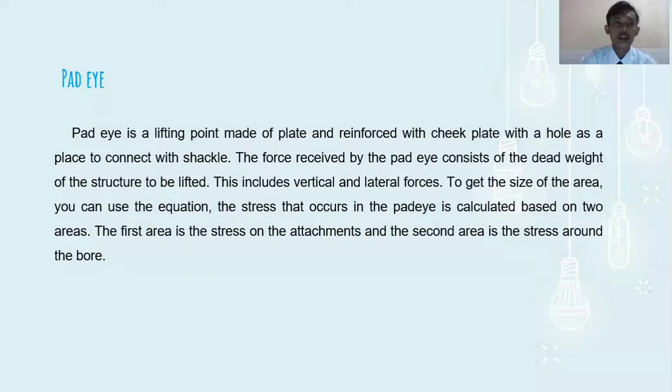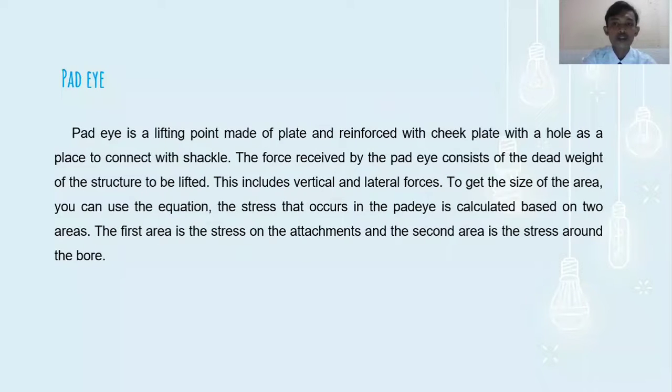Next, pad A. Pad A is a lifting point made of plate and reinforced with check plate, with a hole in the plate to connect with a shackle. The force received by pad A consists of the dead weight of the structure to be lifted. They include vertical and lateral force.